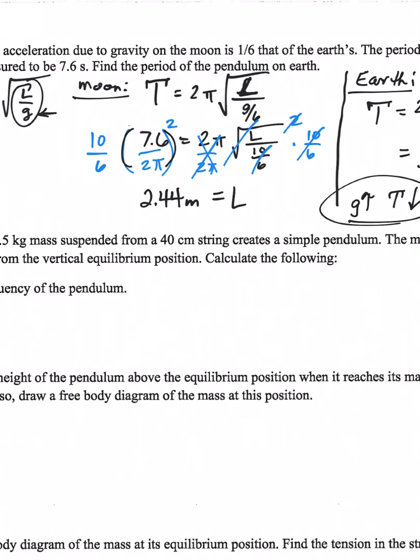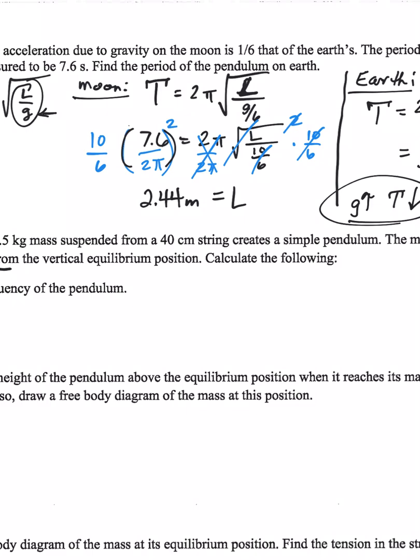We have a 0.5 kilogram mass suspended from a 40 centimeter string, creating a simple pendulum. The mass is displaced at an angle of 15 degrees. What is this telling me? It's telling me I can treat it like a perfect simple harmonic oscillator, right? SHM. That's what this is saying. So we can treat it like SHM, which means we can use that formula, can't we?